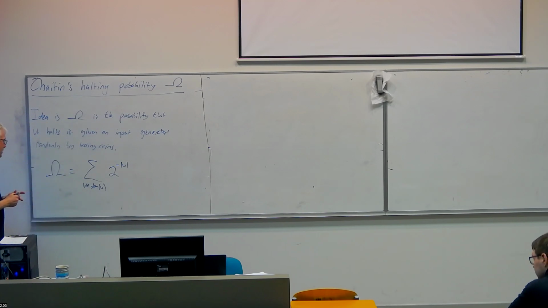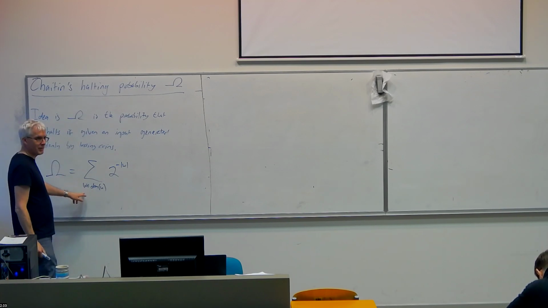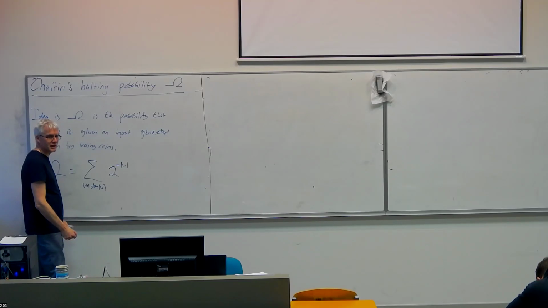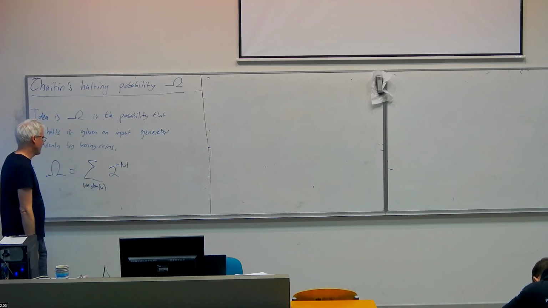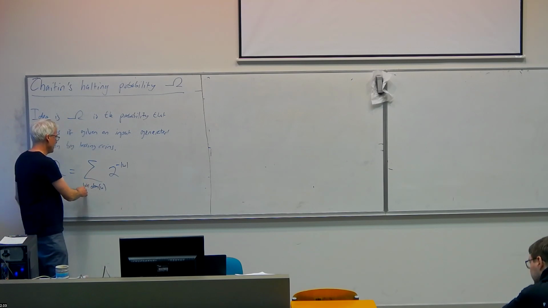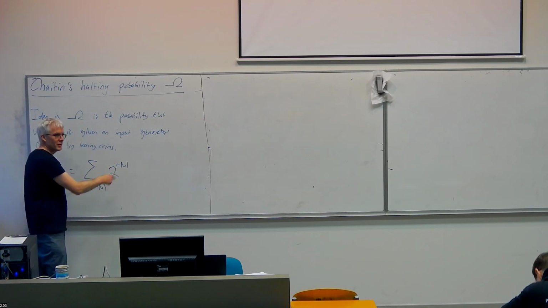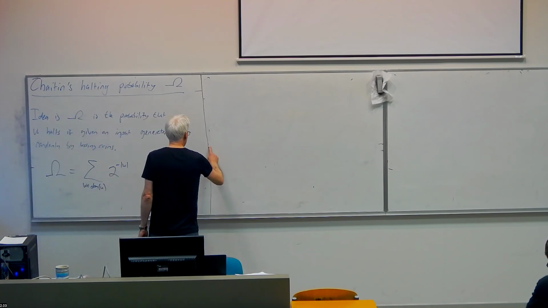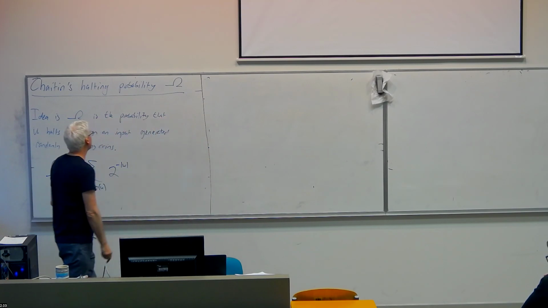And this is indeed a well-defined probability. It's a number less than 1 because the domain is prefix-free. If you've got 2 different words that are in the domain, then neither one is a prefix of the other, which means the cylinder sets of those 2 words have empty intersection. And because of that, this sum corresponds to the probability of a disjoint union of cylinder sets.